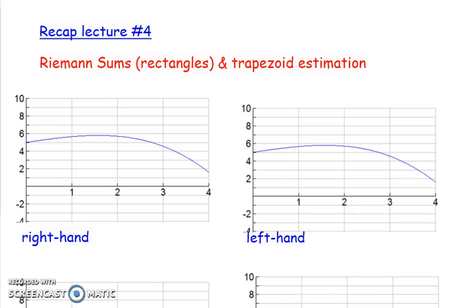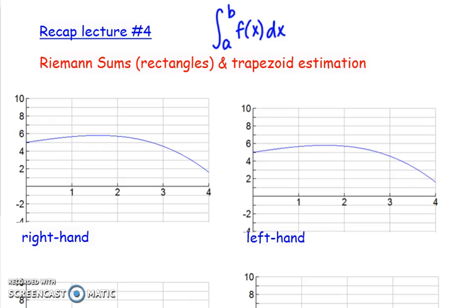All right, recap lecture number 4. We are going to be talking about Riemann sums, talking about rectangles, but also a little bit of trapezoids to estimate the area underneath a curve, which we know that if we had an infinite number of rectangles, what we really would be finding would be the exact area from A to B underneath some curve. But for us, we are going to do some Riemann estimations to get there.